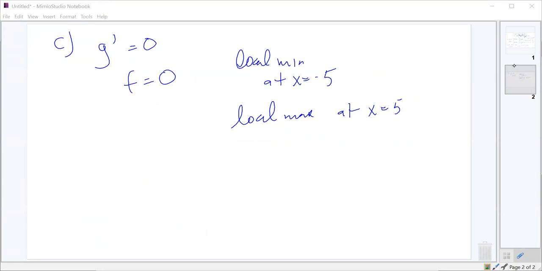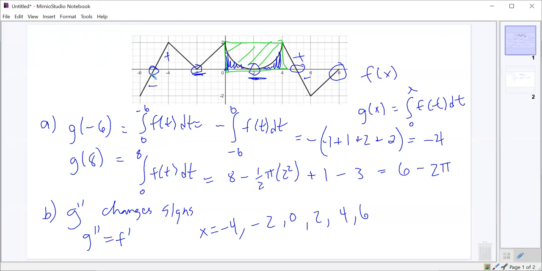Somebody asked me to repeat my reasoning for the local max and the min. So this is when F changes signs, right? The derivative of G needs to change signs, and the derivative of G is F, and so F changes signs. It goes from negative to positive here, and it goes from positive to negative here. And if F goes from negative to positive, G goes from decreasing to increasing. And if F goes from positive to negative, G goes from increasing to decreasing. Everybody good there now? Okay.